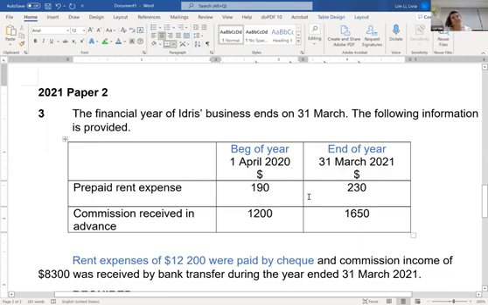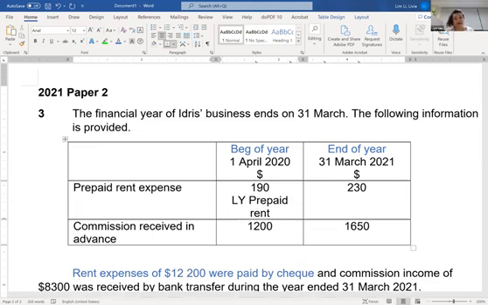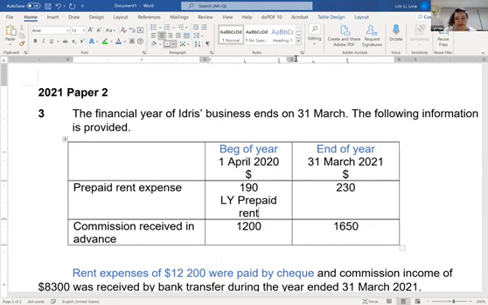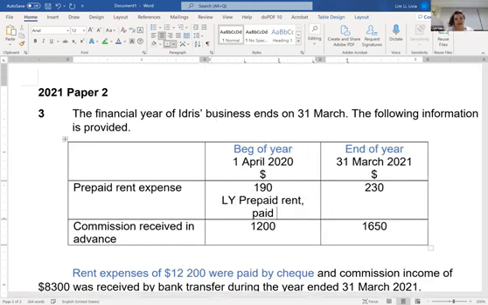Now, we need to remember, if I have a prepaid rent expense at the very beginning of the year, it means that this is actually last year's prepaid rent expense. It is not this year's prepaid rent expense. Last year I paid but did not use it.